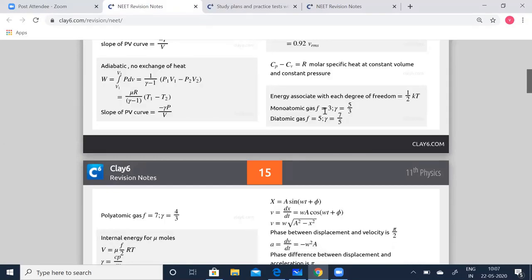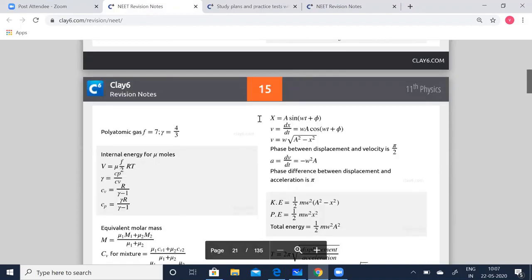For a monoatomic gas, f is equal to 3, where f stands for the number of degrees of freedom of the system, and gamma is equal to 5 by 3, where gamma is the ratio of the specific heats. For a diatomic gas, f is equal to 5 and gamma is equal to 7 by 5. And for a polyatomic gas, f is equal to 7 and gamma is equal to 4 by 3. Remember, f stands for the number of degrees of freedom.